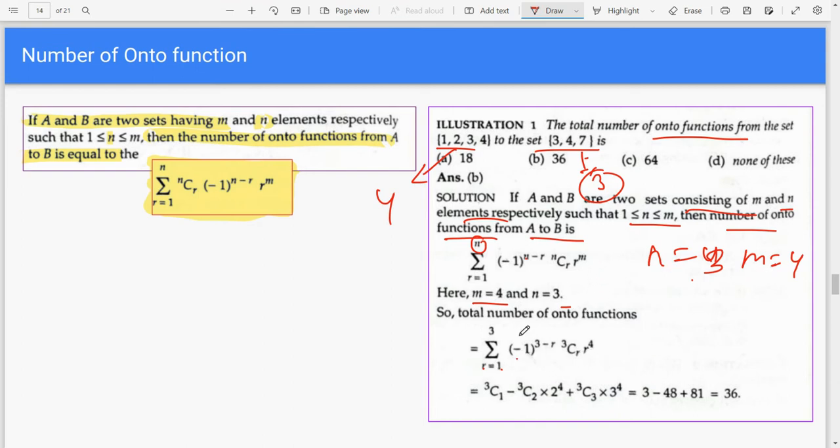Obviously, you can expand this by putting r equal to 1. You get minus 1 to the power 3 minus 1, which is 2. So 3C1 times 1 to the power 4, then 3C2 times 2 to the power 4 for r equal to 2, then plus 3C3 times 3 to the power 4, and solve all this to get the number of onto functions. Nothing different, you just need to apply the formula and solve it by putting the value of r equal to 1, 2, 3 up to n. This is the way you find the number of onto functions from A to B.